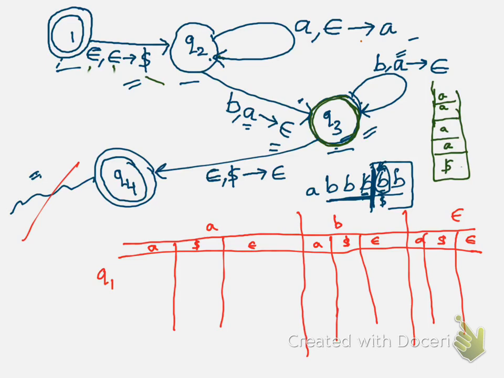And now you keep writing it. As an example, from Q1 on a we have no transition, so all these remain empty. From Q1 on b again we have no transition, so all these remain empty. From Q1, if your input is epsilon and your stack top is epsilon, then what do you do? You push a dollar here. So you can write that corresponding transition in the relevant column. What I am going to write here on this epsilon is: I go to Q2 while pushing a dollar.